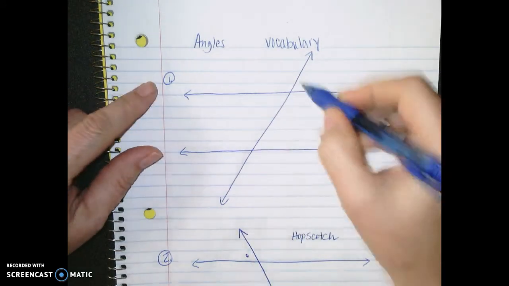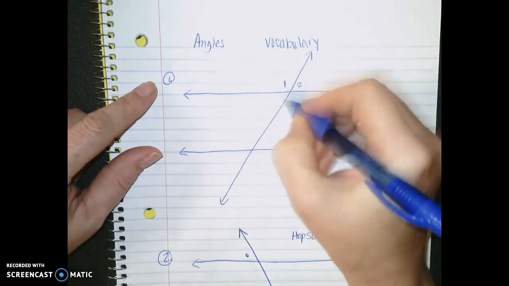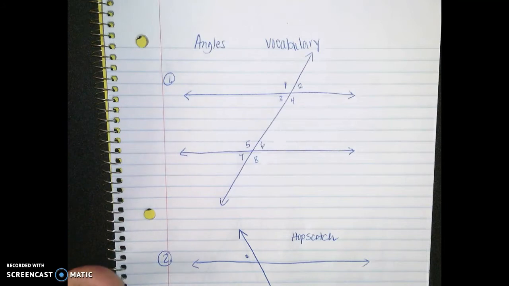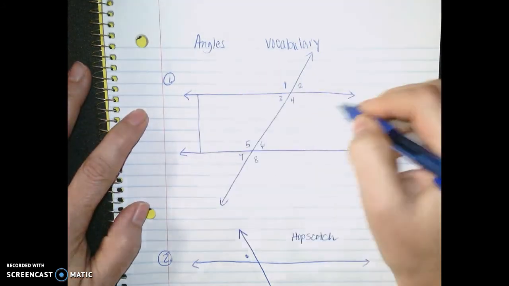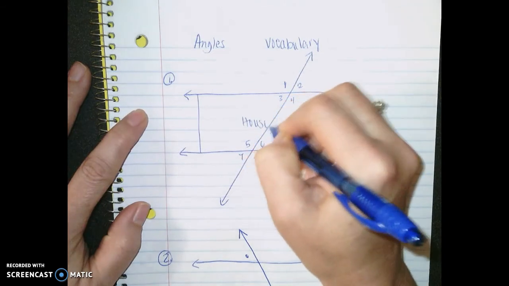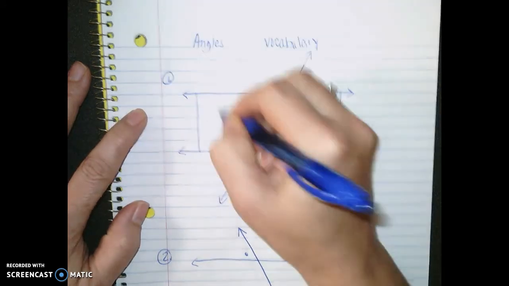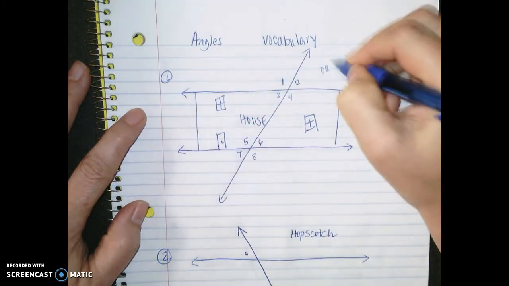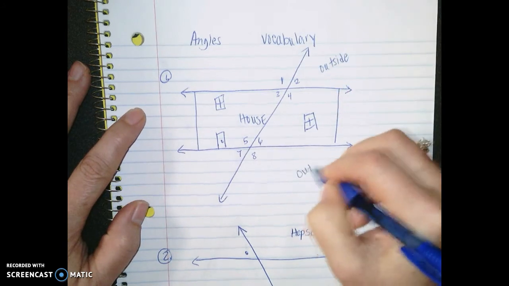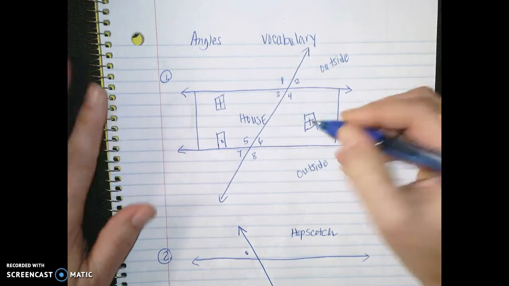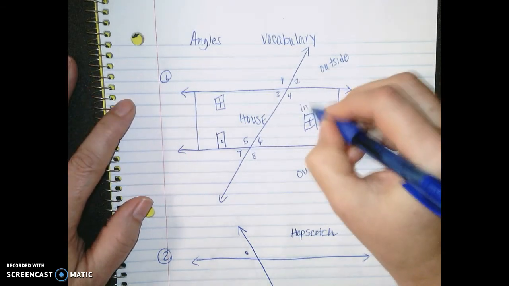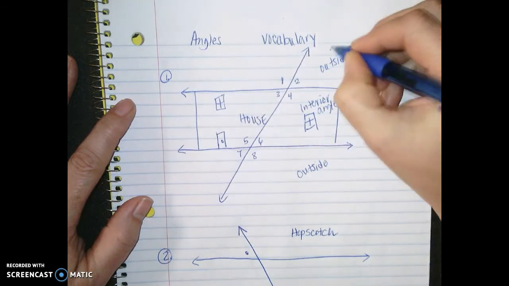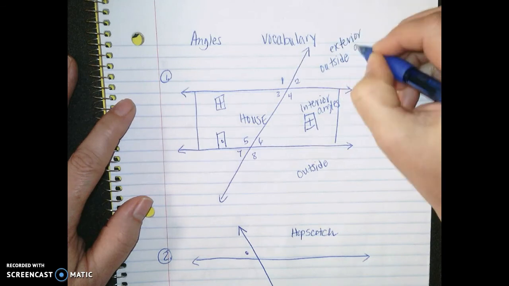Next, each one of these angles has a name. And there are 8 of them. So the question is, what are their names? Now, if you pretend that this is your house, then that means this is the outside of your house. So, inside your house is interior angles. And outside your house are exterior angles.